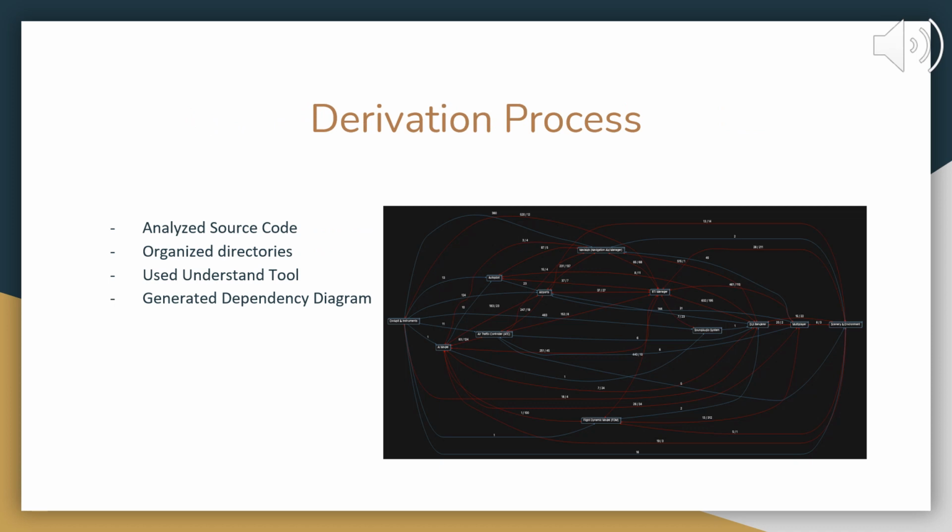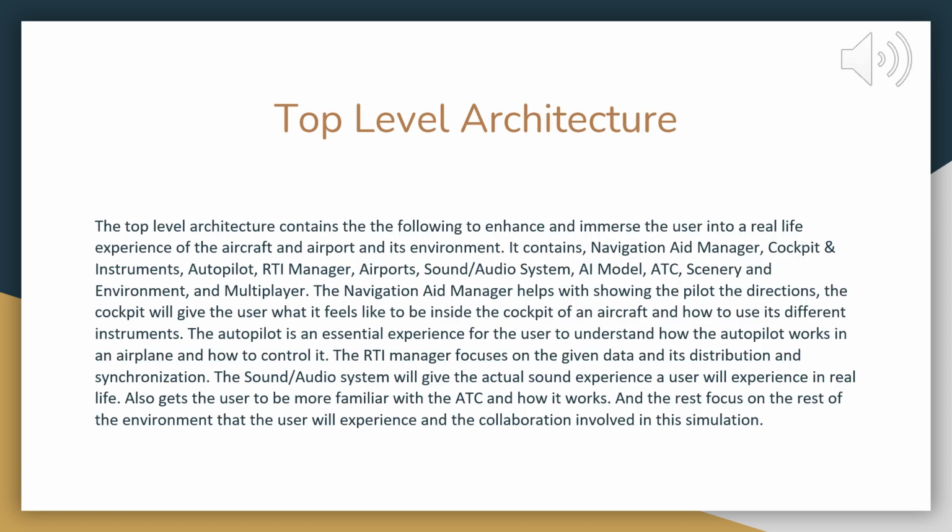Okay, so for the derivation process, we mainly focused on analyzing the source code that we had and organized the directories, and we used Understand tools to make the graphs that we see over here. And we also generated a dependency diagram, and as I said, that's where the diagram is. It basically shows how each and every server or every component is dependent on another one, and how they interact with one another.